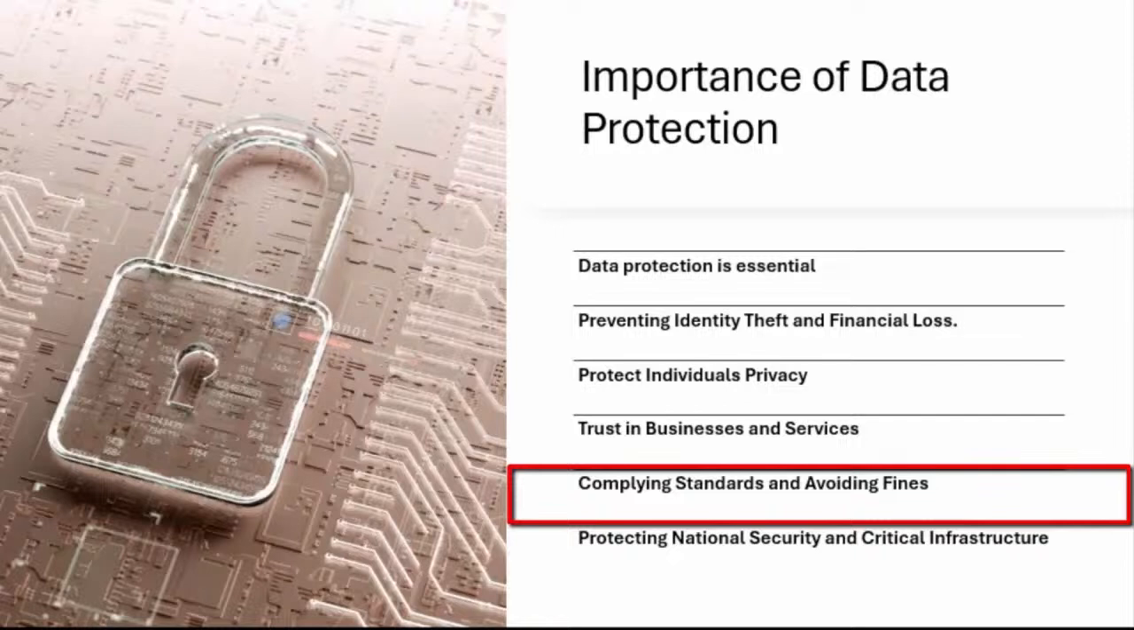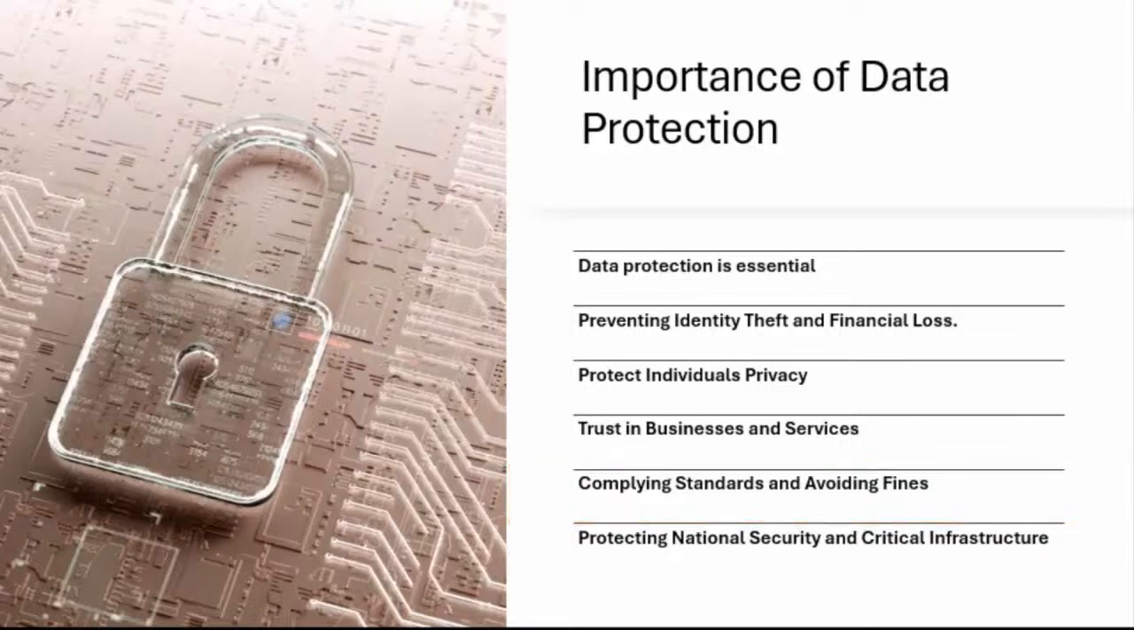4. Complying with legal standards and avoiding fines. Non-compliance with data protection laws can result in hefty fines. In 2019, British Airways was fined £20 million for failing to protect the personal and financial information of over 400,000 customers. This case demonstrated the legal and financial consequences of neglecting data protection measures, underscoring the importance for organizations to adhere to data protection regulations such as GDPR.